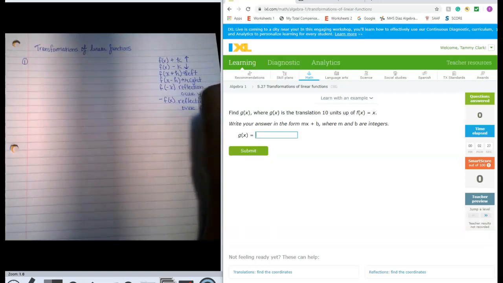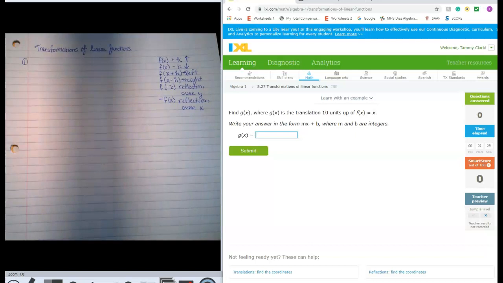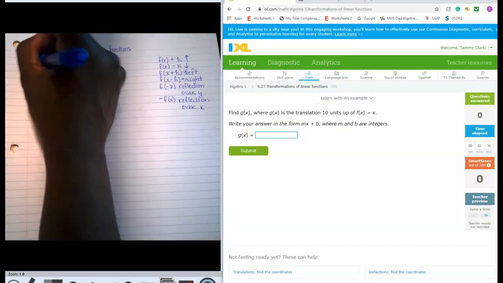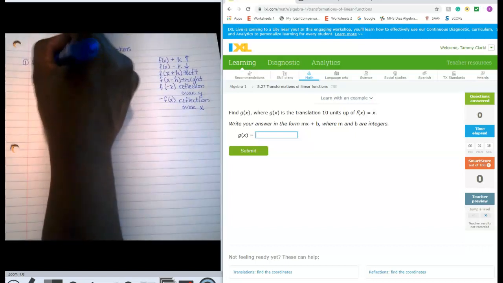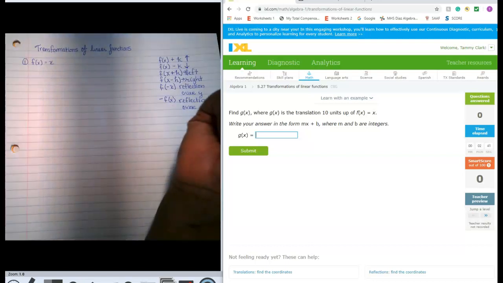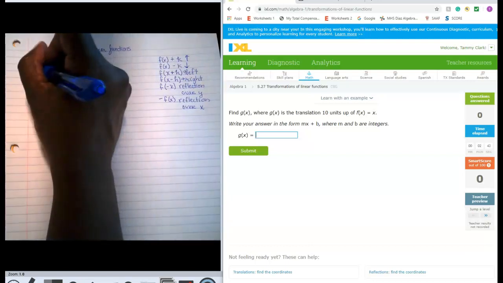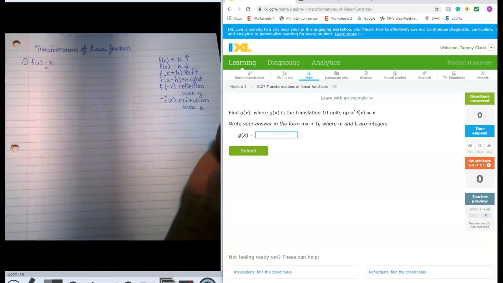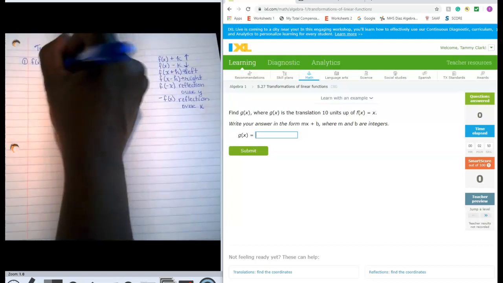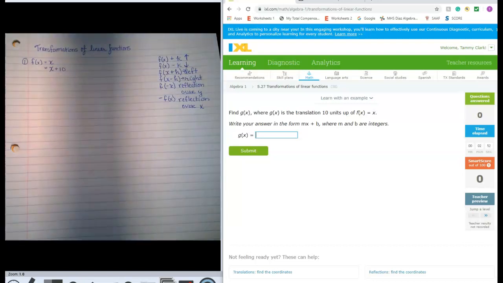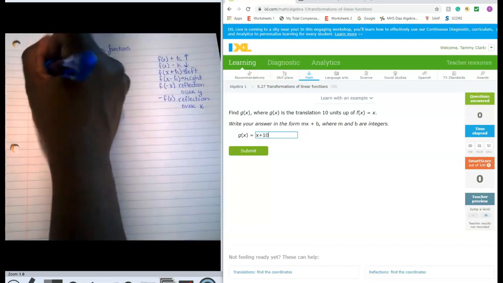Now, question number 1 says, find g of x where g of x is a translation 10 units up of f of x equals x. So f of x equals x is the same as saying y equals x. It's our parent function. And we're saying take that function and we want you to move it up 10. So I would just take my function and I would add 10. So g of x would be equal to x plus 10.